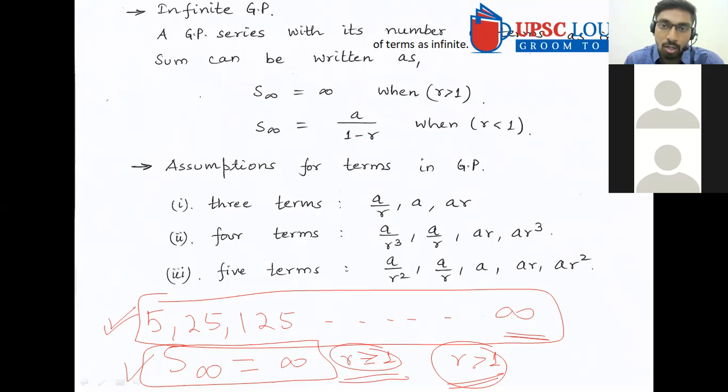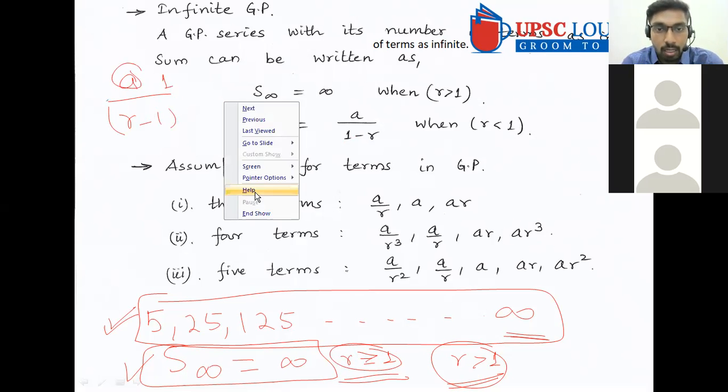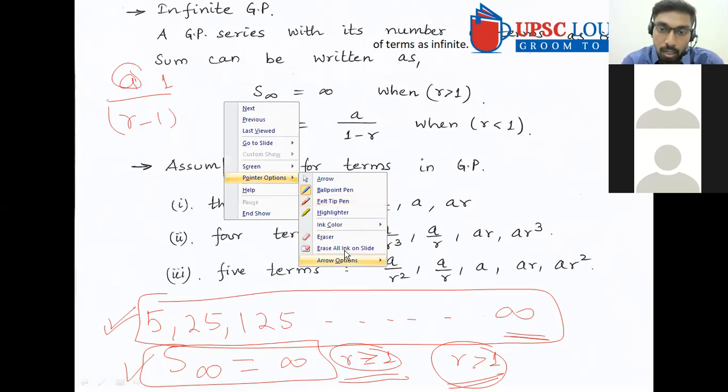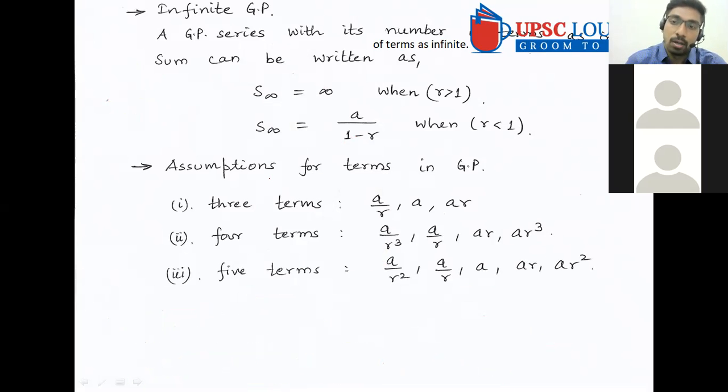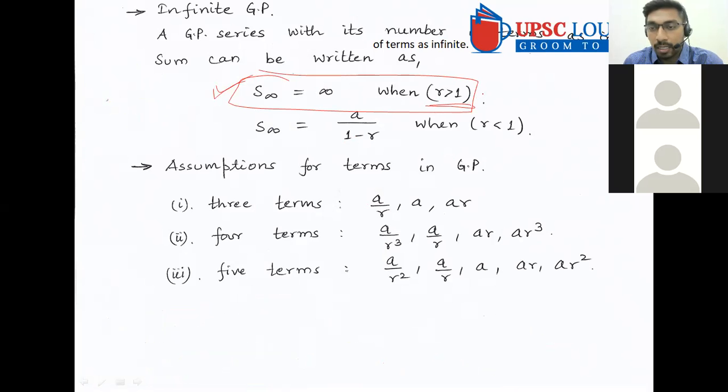Again, by formula also you can prove it. Suppose a upon r minus 1, where a is your first term. Sorry, you cannot prove it by this formula. Basically that can be proved for values of r less than 1, not greater than 1. So if the value of r is greater than 1, the sum will always be equal to infinity.